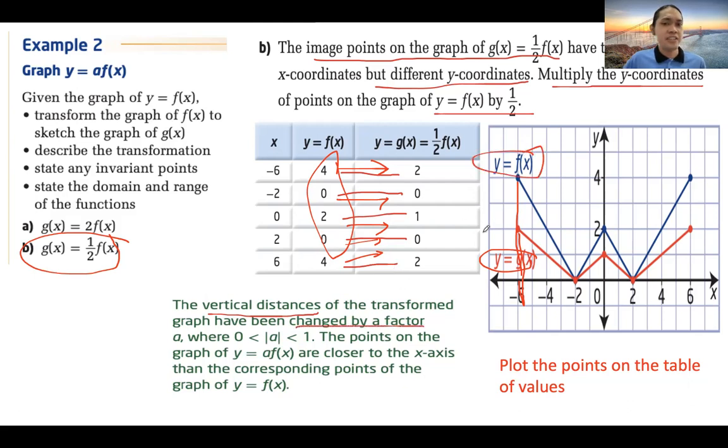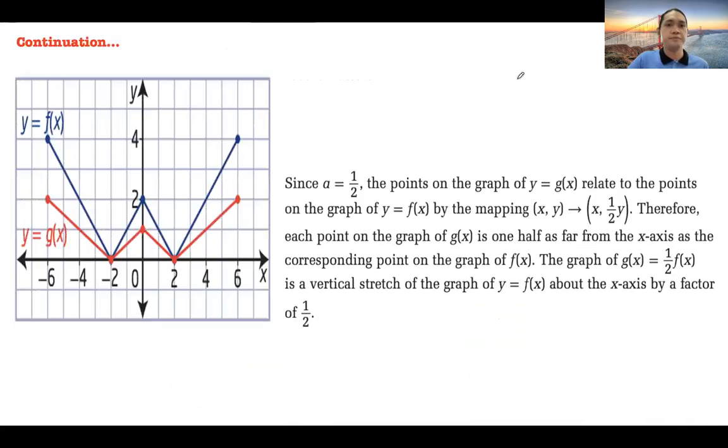Why? This is what I said a while ago. Because you multiplied by 1/2. The scale factor now is 1/2, which is less than 1 and closer to 0. What did I say a while ago? When it's less than 1 or closer to 0, the graph of g of x will be closer to the line of reflection, which is the x-axis in this given. So I hope we can follow and observe.